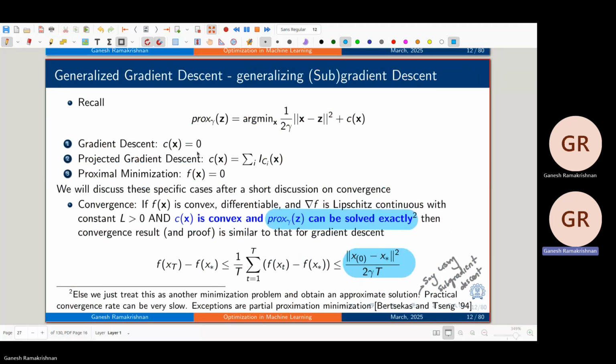So this proof is exactly like a gradient descent. I have written a footnote here. If we can't solve exactly, what do you do? We just treat this as another minimization problem and obtain an approximate solution. Modulo that, you do a subgradient descent with respect to C if you can't solve it exactly. Okay, but still this is good. Right? This is out of the box thinking.